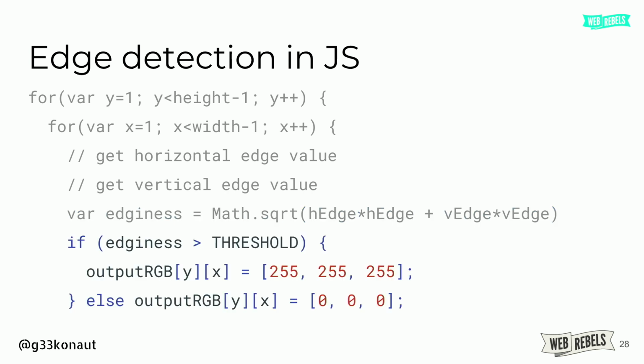All right. And then if we find the edginess to be edgy enough, it's like, yeah, this looks like a good edge, 10 out of 10 would edge again. So then we basically put out a white pixel at this position. And if not, then we put out a black pixel for this position.